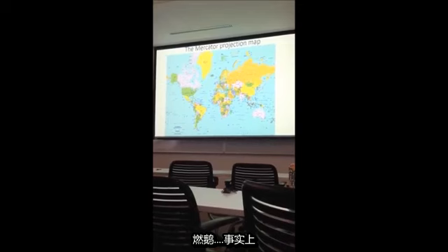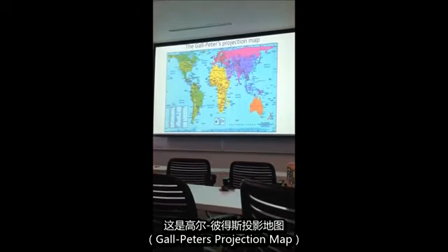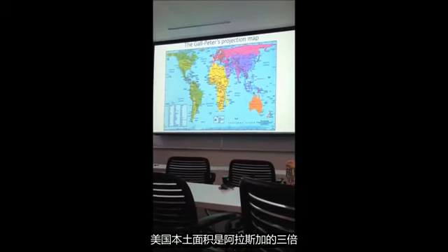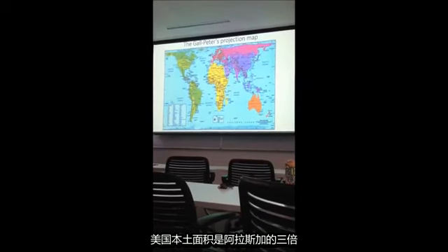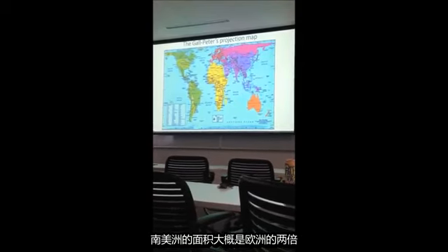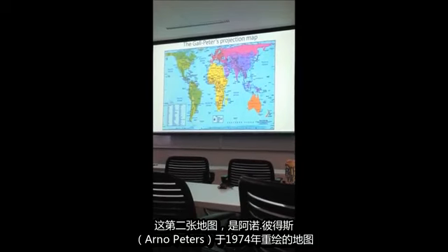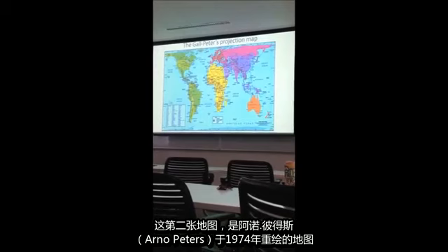When in reality, I'll show you another. This is the Gall-Peters projection. In reality, Alaska can fit inside the USA about 3 times. Greenland can fit inside Africa an incredible 14 times. South America really doubles Europe's landmass. That's what introduces me to my next map, the Gall-Peters projection map.